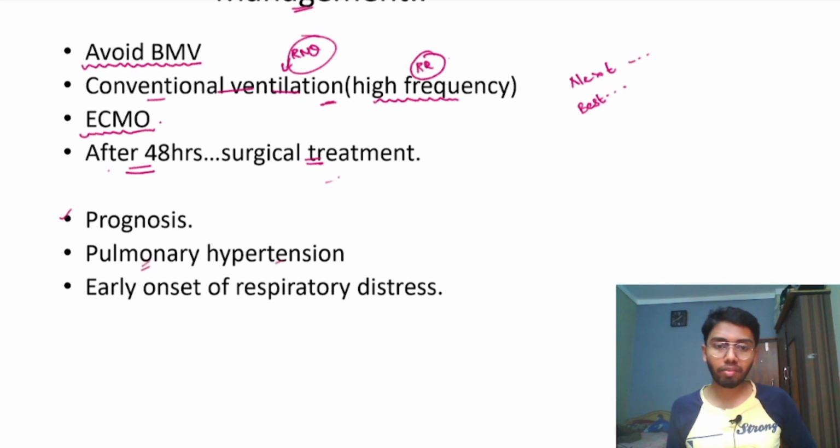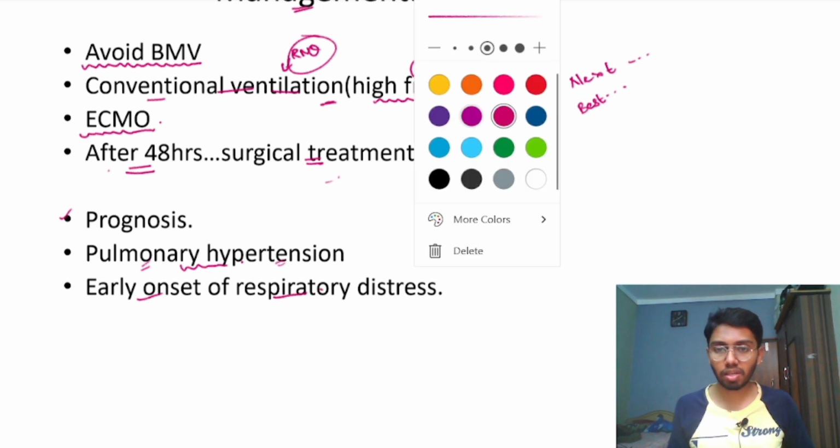I told you congenital diaphragmatic hernia happens in the intrauterine life itself. It is not after delivery. It happens in the intrauterine life itself, because of which the lung is not properly developed. If the lung is not properly developed, automatically you can expect pulmonary hypertension. If the baby is having pulmonary hypertension, it is a poor prognosis. Early onset respiratory distress is also a poor prognostic sign.